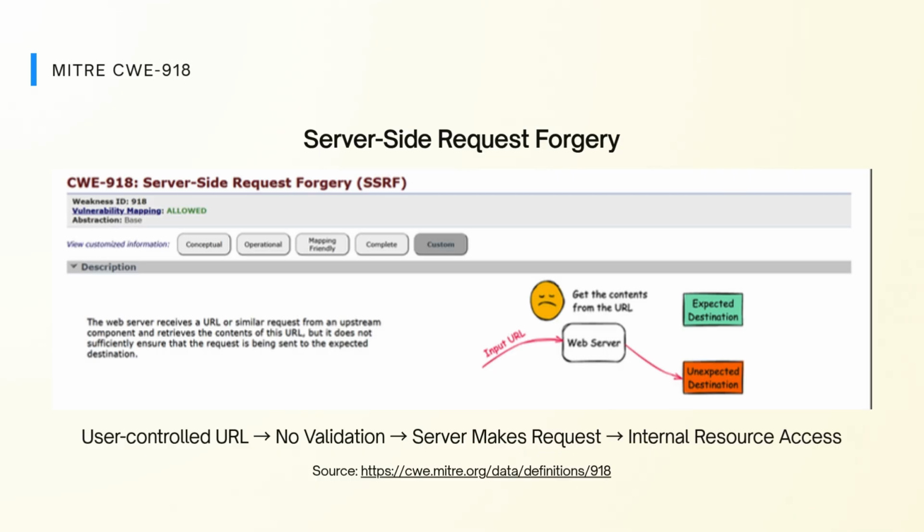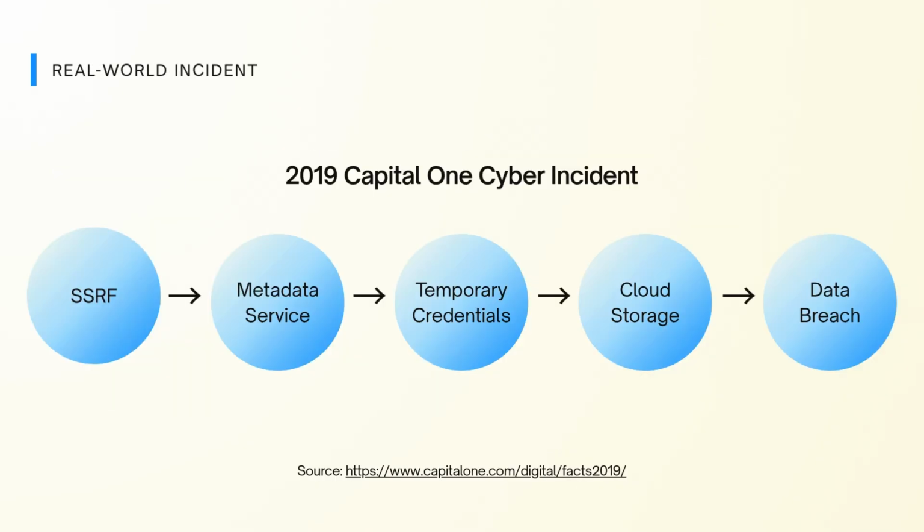To understand how this theoretical vulnerability plays out in practice, I looked at the 2019 Capital One cyber incident. At a high level, the attack moved through five stages. It began with an SSRF vulnerability, which was used to reach the metadata service, which in turn exposed temporary credentials, which provided access to cloud storage, and which finally resulted in a large-scale data breach.